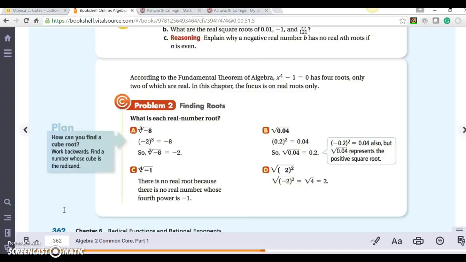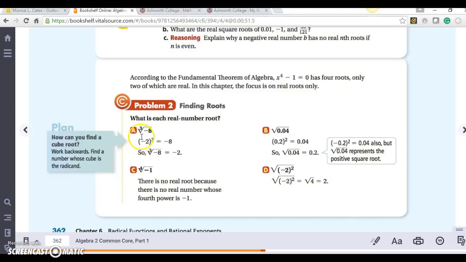Okay, we're looking at problem number 2 from lesson 6-1, and it says, according to the fundamental theorem of algebra, x to the fourth minus 1 equals 4 has 4 roots, only 2 of which are real. In this chapter, the focus is on real roots only. So this is very similar to what we did in problem 1. It says, what is each real root?